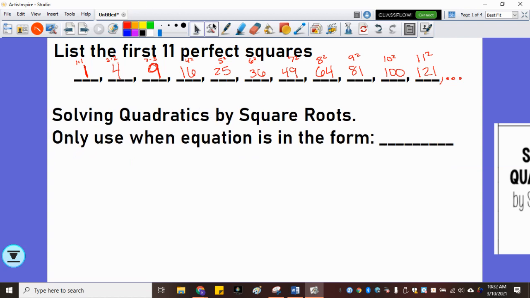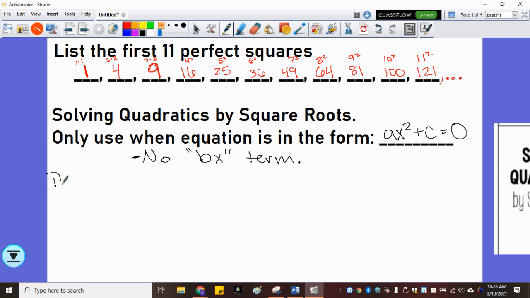So we only solve by square roots if your quadratic is in the form ax squared plus c. So there's no x by itself, so no bx term. Because if there's a bx term, then we have to either factor or graph. But this is the quickest way to solve a quadratic. But it only works if there's no bx.